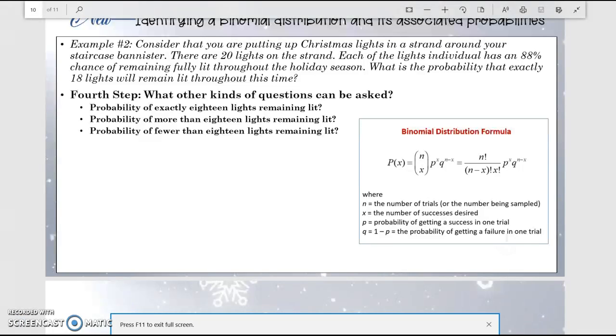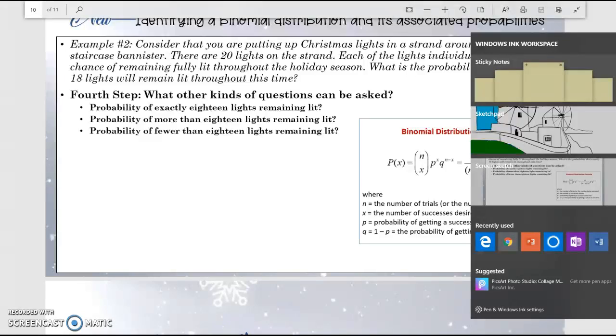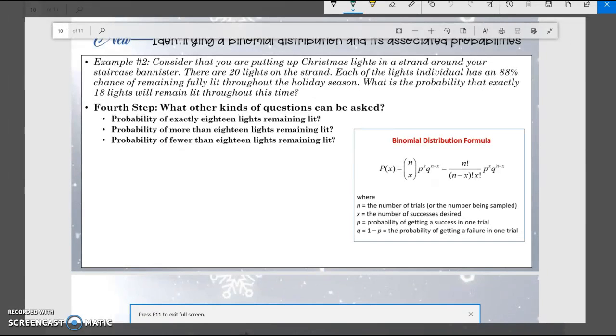So let's wrap up these examples by taking a look at the fourth step option. So the fourth step asks us, what other kinds of questions can we check out? So the question we just answered was the probability of exactly 18 lights remaining lit. So probability of x being 18, we found was 0.2740. So let's take a look at what else it asks us.